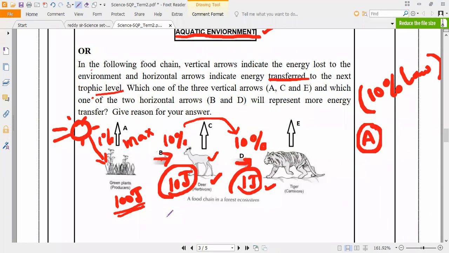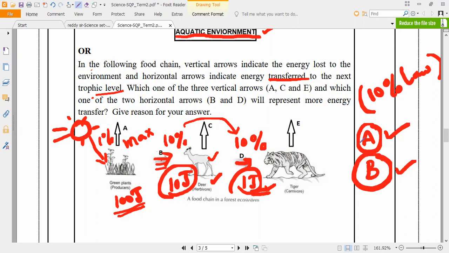So that is what I am asking. Which place, B, will represent more energy transfer as compared to D, because at point D only less energy is transferred compared to point B. Yes or no, guys? So what are the correct answers? At A, C, E, A represents more energy transfer compared to C and E. Same way in B and D, B represents more energy transfer compared to D. Is it okay, guys? Have you understood?